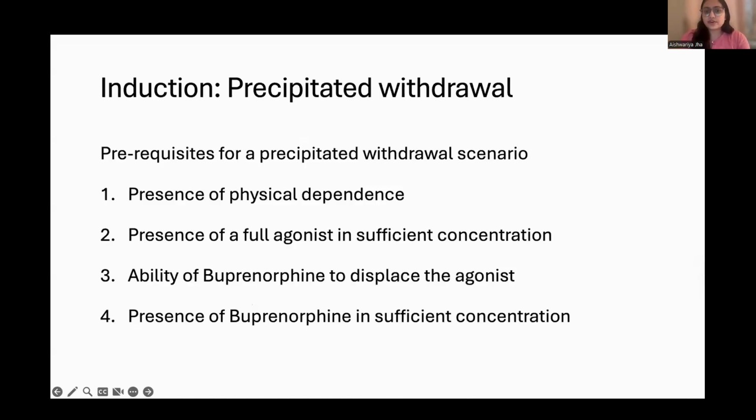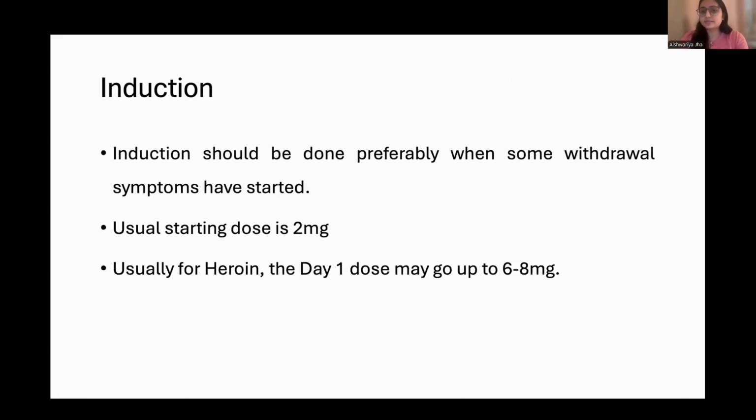So, prerequisites for a precipitated withdrawal scenario, something that I mentioned earlier: if you induce or start buprenorphine in an individual who is not currently in withdrawal, but is dependent on opioids, then what might happen is that buprenorphine, because of its high affinity to the mu-opioid receptor, can displace the agonist and therefore cause withdrawal. Because a partial agonist in the presence of an agonist may act as an antagonist, right? So, induction should be done preferably when some withdrawal symptoms have started.